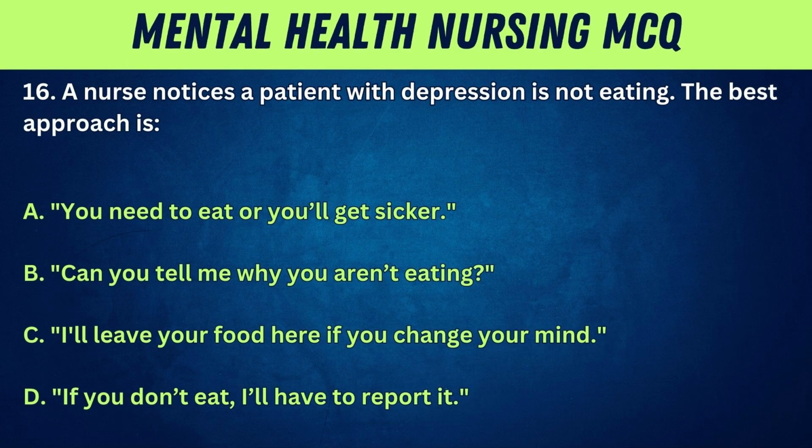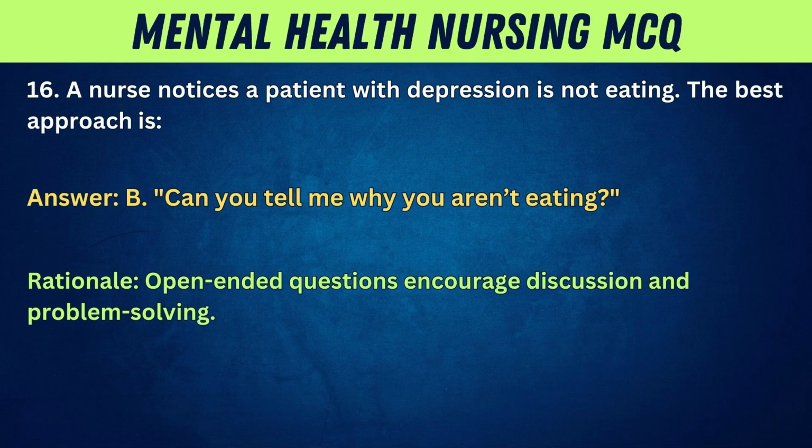16. A nurse notices a patient with depression is not eating. The best approach is: A. You need to eat or you'll get sicker. B. Can you tell me why you aren't eating? C. I'll leave your food here if you change your mind. D. If you don't eat, I'll have to report it. Answer: B. Can you tell me why you aren't eating? Rationale: open-ended questions encourage discussion and problem-solving.